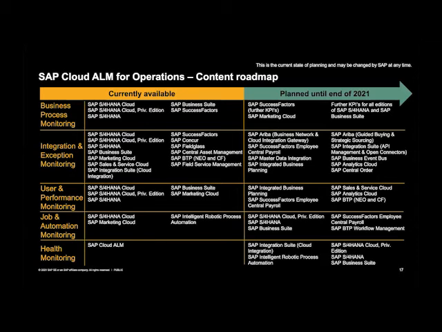So this is our operations. Again, this is just a roadmap for operations. We also have a dedicated roadmap for the implementation. So this on the very left-hand side, this is what is currently available. Now this is the content roadmap that you see, like the use cases and the solutions that we're supporting in here right now.